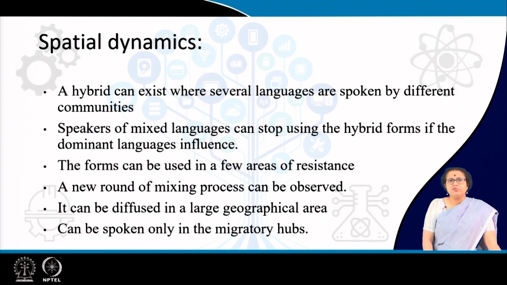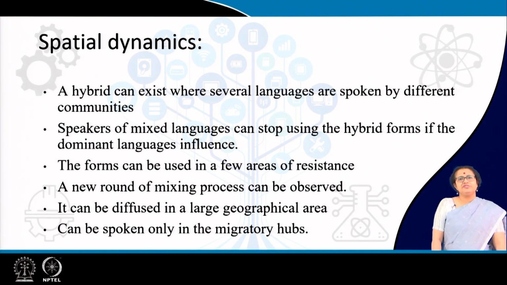And a new round of mixing can be observed if there is a new round of migration of a different community, or a community is moving somewhere else. Or you can say that the influence of the internet is helping the mix to insert some English elements, and it can be diffused over a large geographical area. So, a large geographical area can be a part of the continuum. We can also say that the languages can be spoken in migratory hubs.